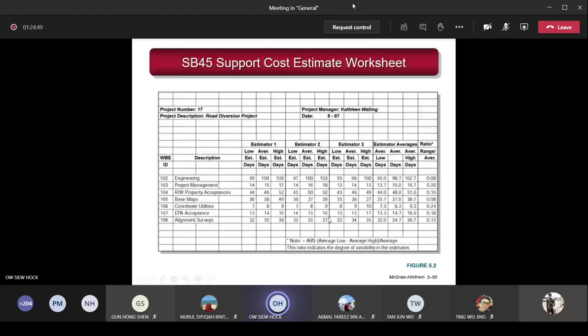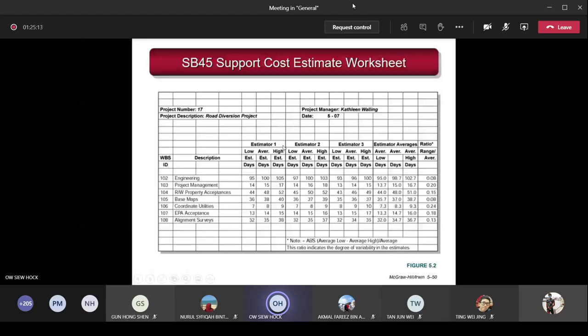And also you use more than 1 estimator. So you have 3 estimators in this example, the support cost estimate worksheet here. This is project number 17, the road diversion project. This is the project manager, and this is the date of doing the estimation. So instead of 1 estimator, you have 3 estimators.